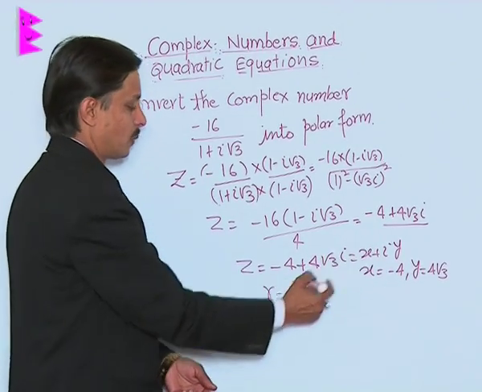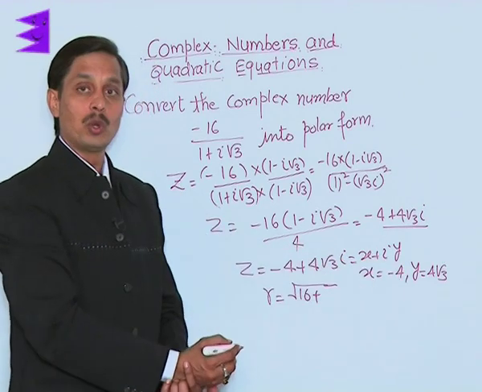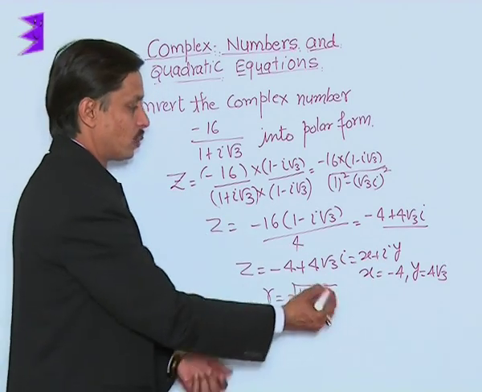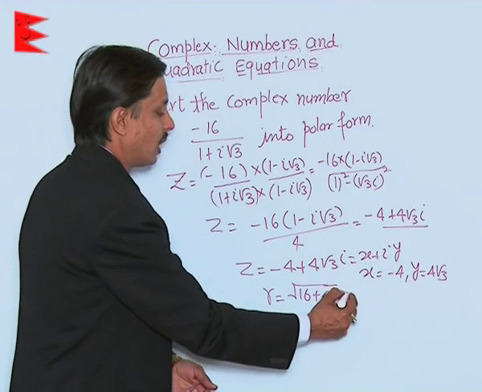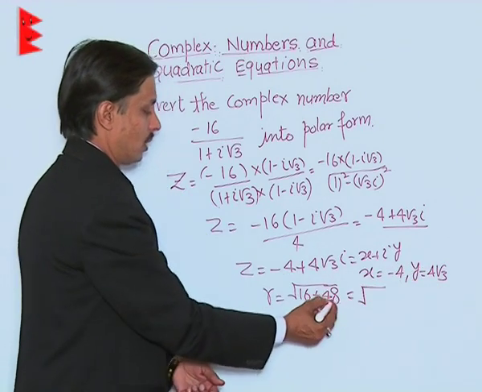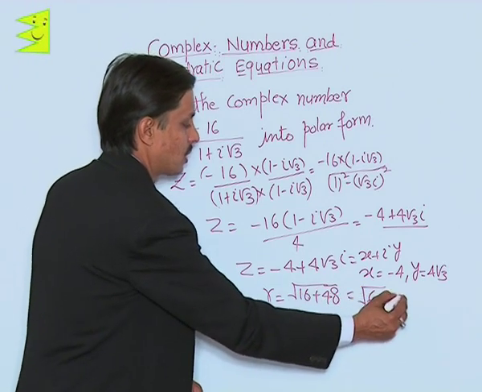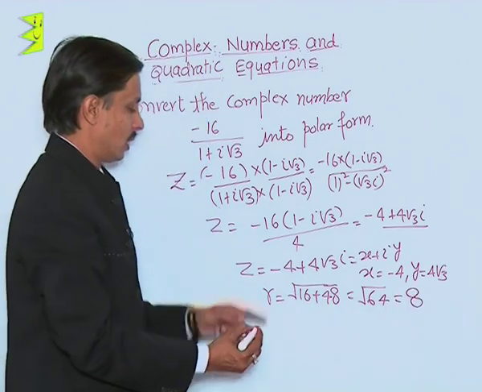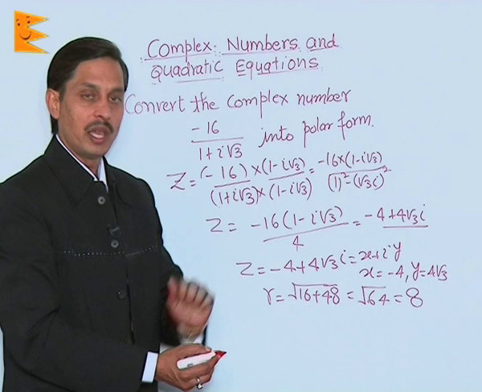Real part is -4, its whole square is 16. Imaginary part is 4 root 3, its whole square is what? 4 4s are 16, 16 times 3 is 48. So if we add it, we get 16 plus 48, that is coming out to be 64, and its square root is 8. So the modulus of this complex number is 8.